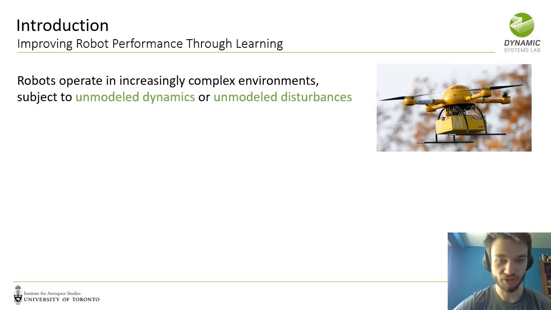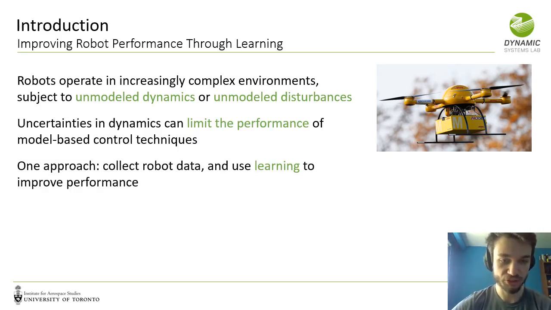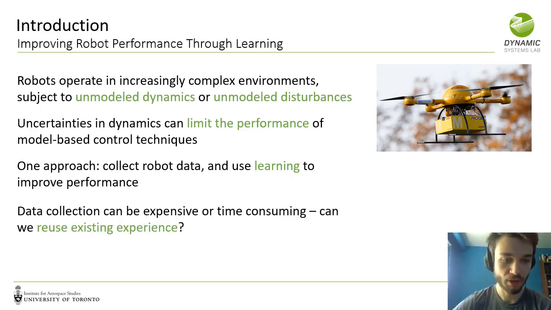Robots are operating in increasingly complex environments, such as drone delivery, as shown here on the right, in which they're subject to unmodeled dynamics, such as variable payloads, or unmodeled disturbances, such as wind. These uncertainties in dynamics can limit the performance of model-based control techniques. One approach to deal with this challenge is to collect data from the robot and use learning to improve performance. However, data collection can be expensive or time-consuming. If we've already trained on one robot, is there a way that we can reuse this existing experience?